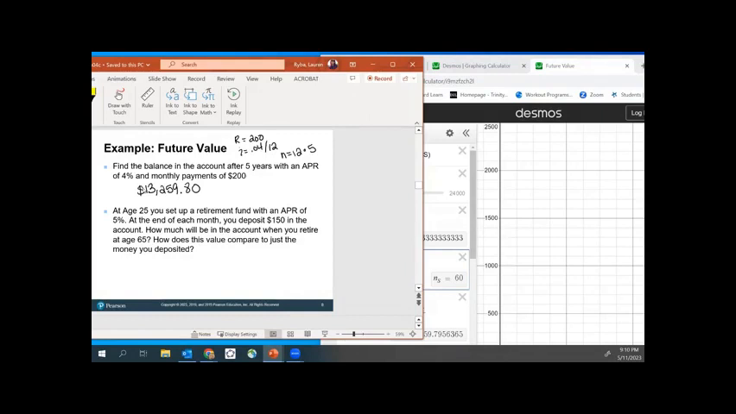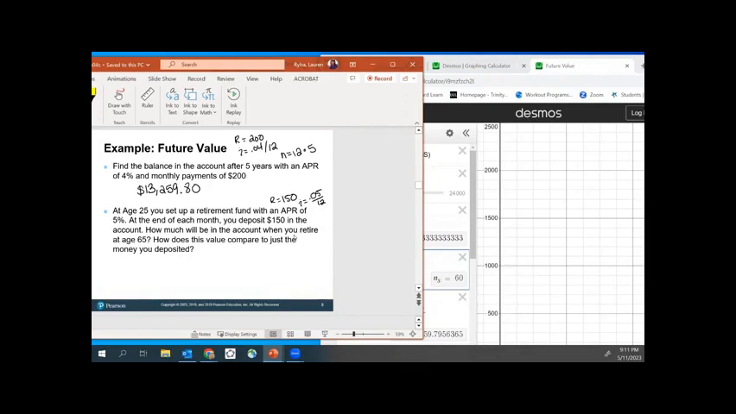Next one, at age 25, you set up a retirement fund with an APR of 5%. At the end of each month, you will deposit $150 in the account. How much will be in the account when you retire at age 65? And then how does this value compare to just the money you deposited? Well, our recurring deposit is $150. We're going to do this every month. So the rate has to be 5%, 0.05 divided by 12.